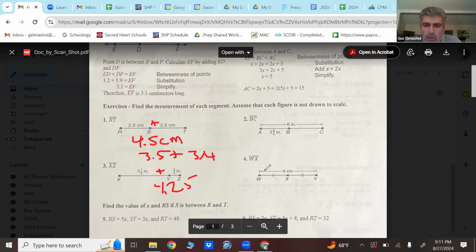For 4, because these are the same, you have to split it equally between WX and XY. So what's that split equally? 3 and 3.